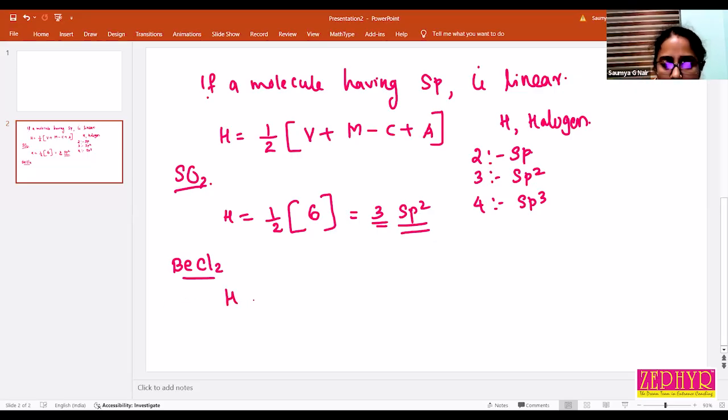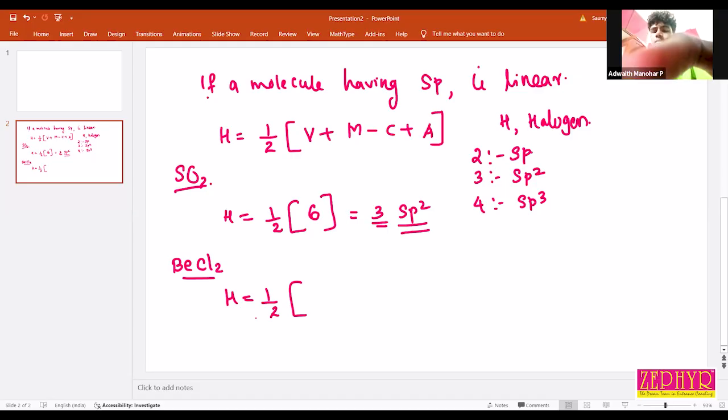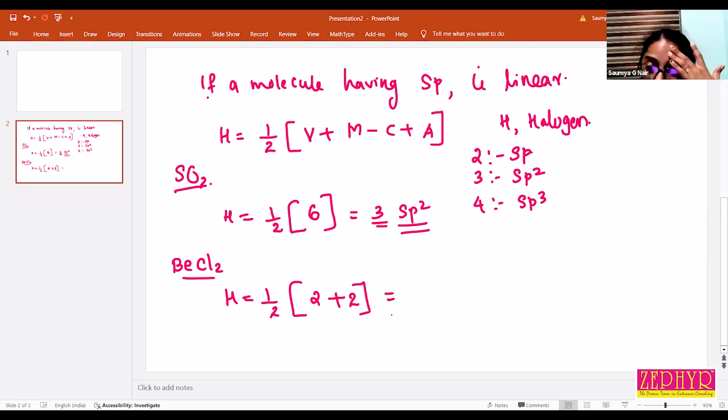H equal to half into, who is the central atom there? Beryllium is the central atom. Outer shell contains how many electrons? 2. Any monovalent atom here? Hydrogen and halogen, no. Chlorine is a halogen, right? Chlorine. How many? 2. No cation, no anion. 2 plus 2, 4. 4 by 2, 2. It is sp hybridized. It is linear.